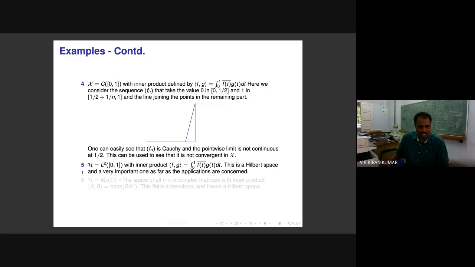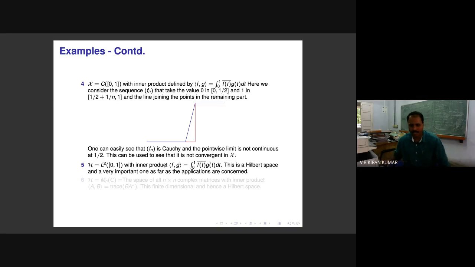Now, the most important Hilbert space, H equal to L2[0,1]. Again, let me skip the proof of completeness, but this is a Hilbert space, and a very important one. As far as the applications are concerned, this is the most important Hilbert space. Whenever you deal with finite energy signals in signal processing, or whenever you deal with problems connected with Fourier series, you will end up with such a space, an L2 space.